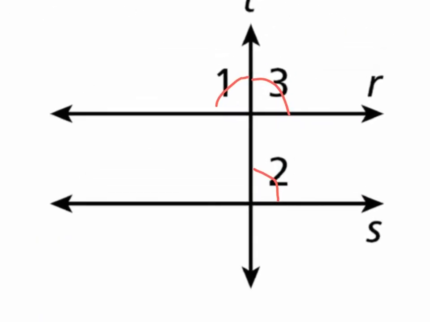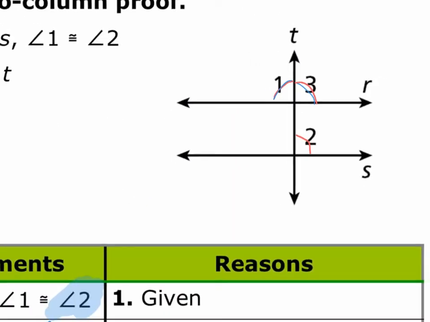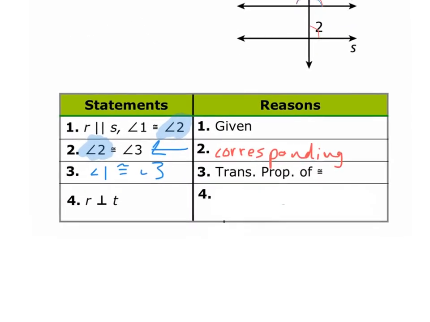So now we know that angle 1 is congruent to angle 3. So going back to the page before with all the theorems, what would be our reason for 4?